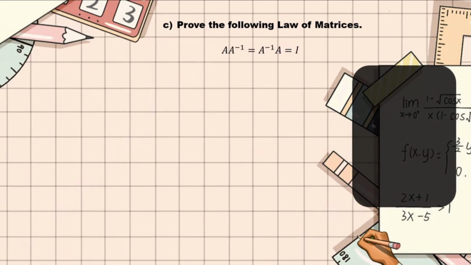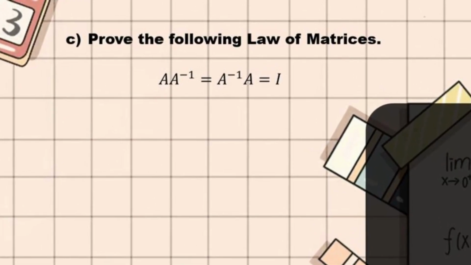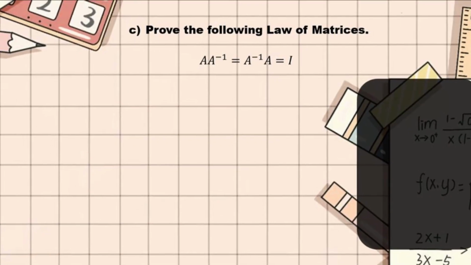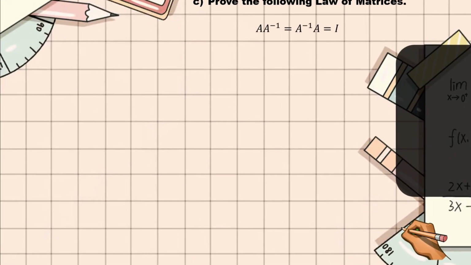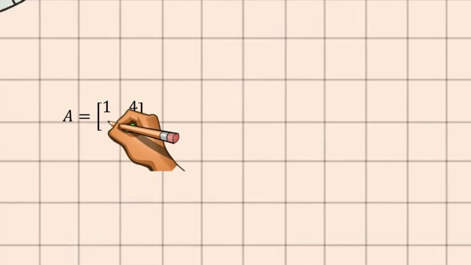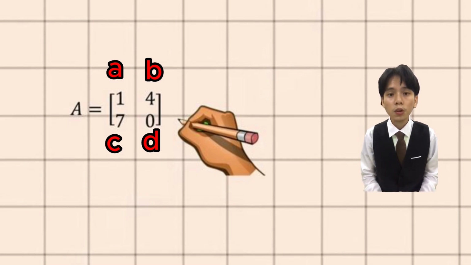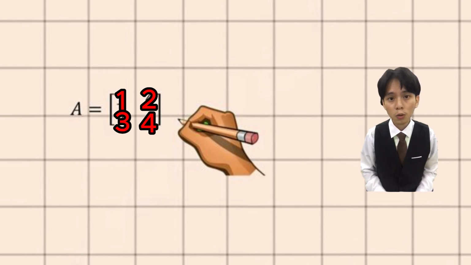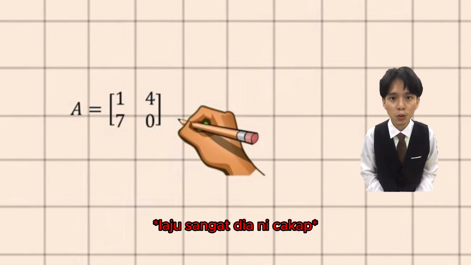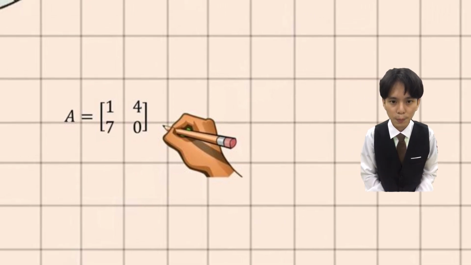In the last question, I'm going to prove the following law of matrices, which is A times A inverse equal to A inverse times A equal to identity. In matrix form, the matrix form is ABCD that is inside the box. You can put any numbers that you like, such as 1, 2, 3, 4 or 2, 4, 6, 8, but I'm going to use the numbers 1, 4, 7, 0.